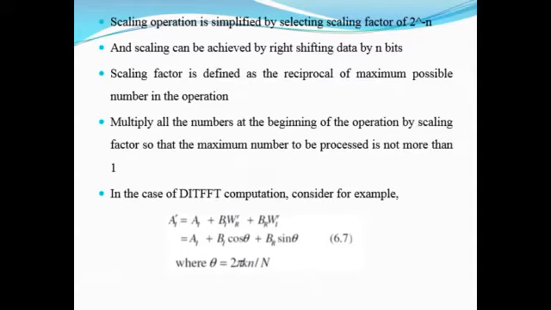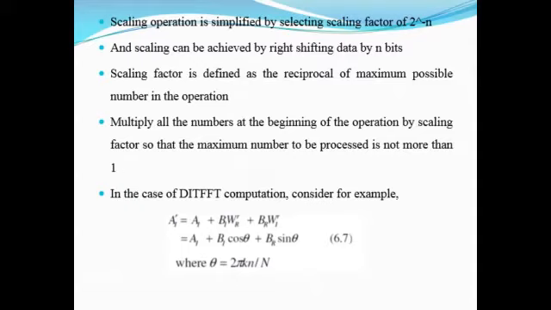If I consider a scaling factor, it is defined as the reciprocal of the maximum possible number in the operation. So that is what I told. 2 power minus n is nothing but 1 by 2 power n. If n is 1, then the maximum possible number in the operation is 1. So that gives us the scaling factor. So multiply all the numbers at the beginning of the operation by the scaling factor so that the maximum number to be processed is not more than 1. The same thing I told you just now. If I multiply these numbers with 1, it is not going to exceed 1. It cannot be more than 1.